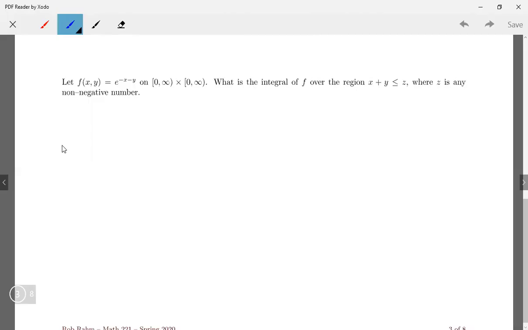Okay, so if we just set up the integral, similar to what we had before, x is going to go from 0 to something. We'll figure out what the upper limit is in a minute. And then y is going to go from 0 to z minus x. So let me sketch a little picture of what's going on here.